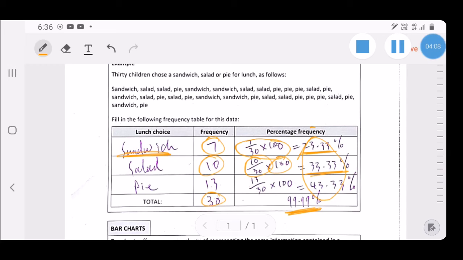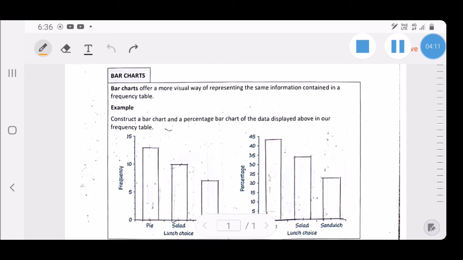Okay, time for a bar chart. Okay, so here we go. So here we have 2 bar charts, and as it says here, bar charts offer a more visual way of representing the same information contained in a frequency table. All right, we've seen a lot of bar charts lately with all this coronavirus business. Bar graphs all over the place. Okay, so the example says to construct a bar chart and a percentage bar chart, 2 different types, based on the data displayed in the problem that we just dealt with, the sandwich, salad, pie problem, okay?